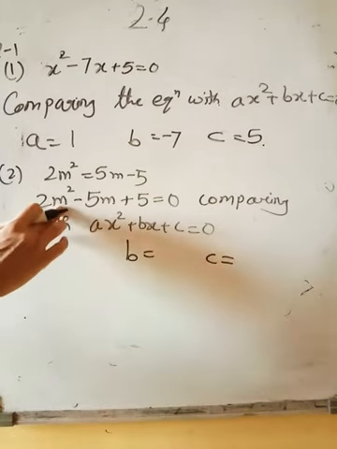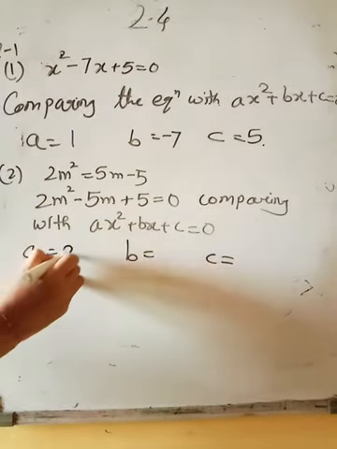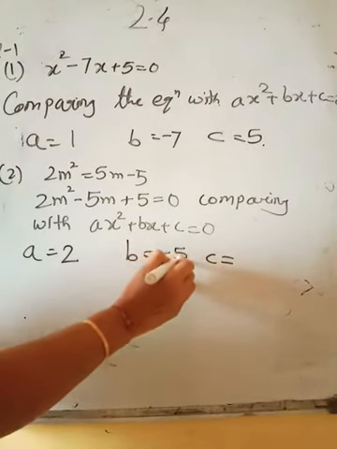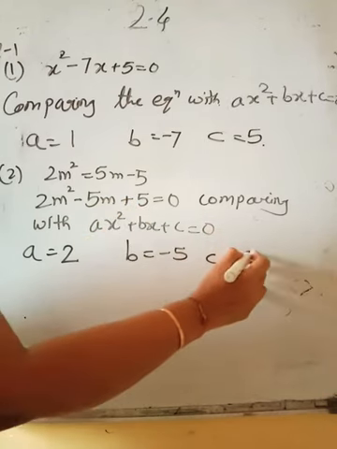The coefficient of the variable square, that is a, is 2. With the next term it is minus 5, very good. And c is 5, very good.